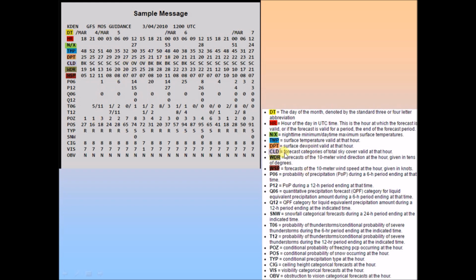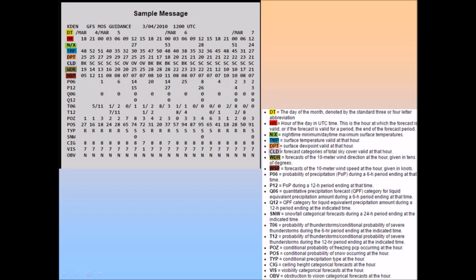Now CLD would be cloud cover. So these are different categories of total sky cover valid at that hour. BK stands for broken. So again, at 18Z, this model is looking for broken clouds. Now what are broken clouds? Well, if you happen to look up at the sky at some point during your life, and you see that there's a lot of clouds around and then there's a little bit of sunshine, that would pretty much be broken clouds. It's usually about 75% of the sky covered with clouds.